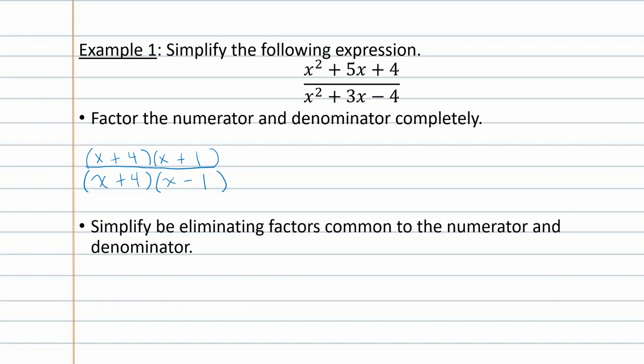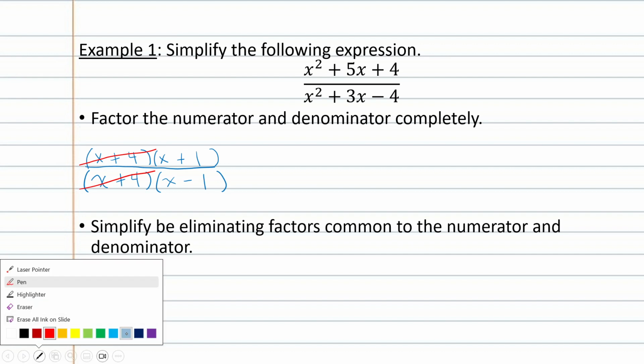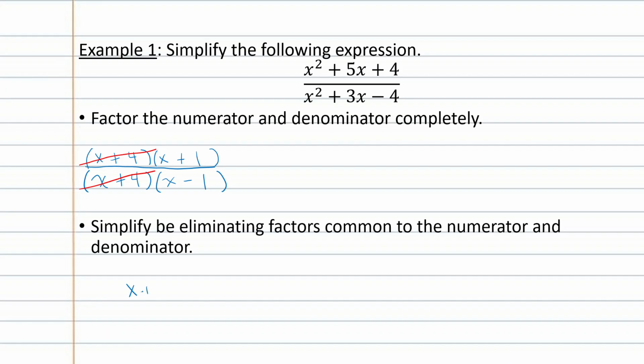What we want to look at next is if the numerator and the denominator have any factors in common. Hopefully you can see here that the factor that they have in common is the x plus 4. Our next step is to simplify by eliminating factors that are common to both the numerator and the denominator. So I'm going to cancel those x plus 4s out, and that's going to leave us with x plus 1 over x minus 1.